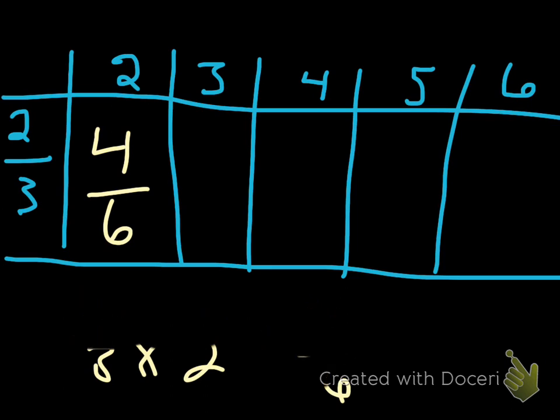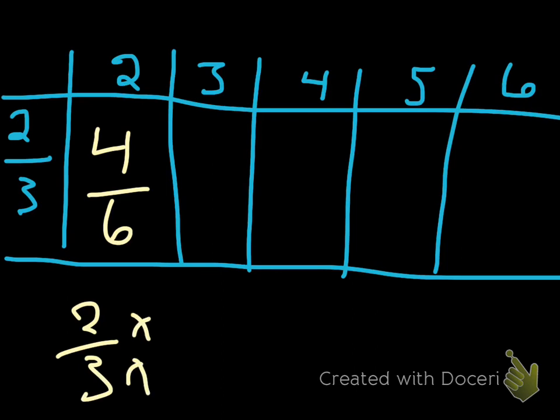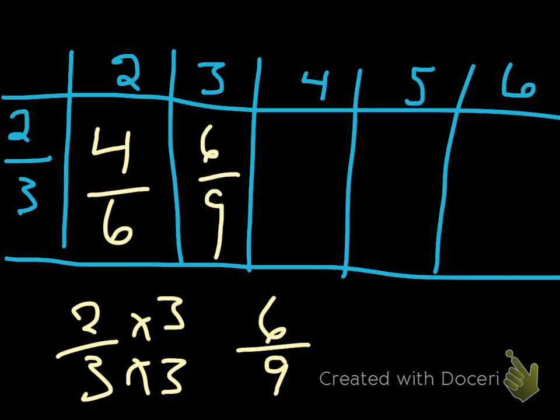Okay. Then the next step, we're going to take 2/3, both of them times 3. So 2/3 times 3 on top and times 3 on bottom, because those two have to be the same. 2 times 3 is 6. 3 times 3 is 9. So our answer for this one is 6/9. 6/9 then is equivalent to 2/3.